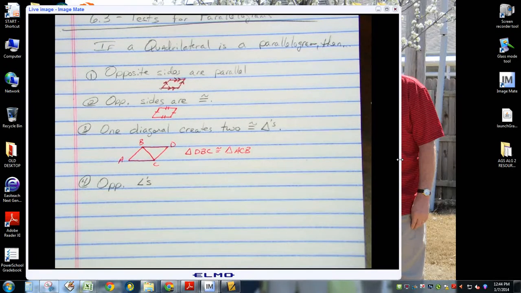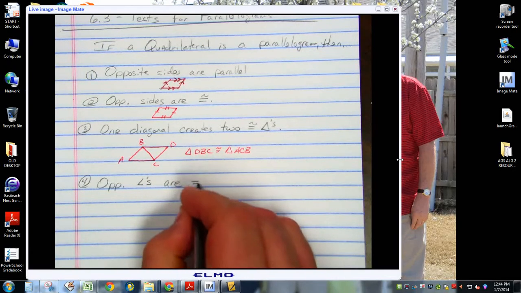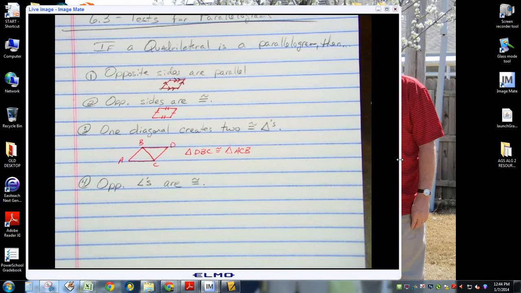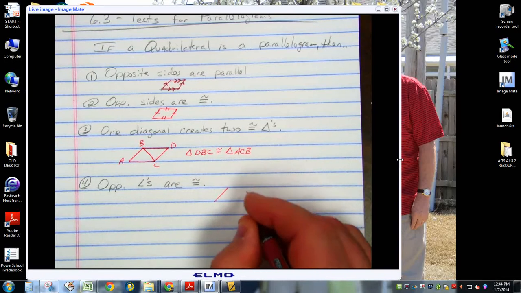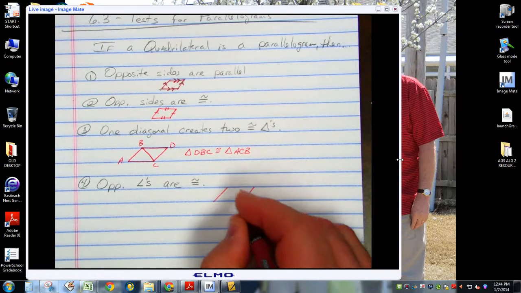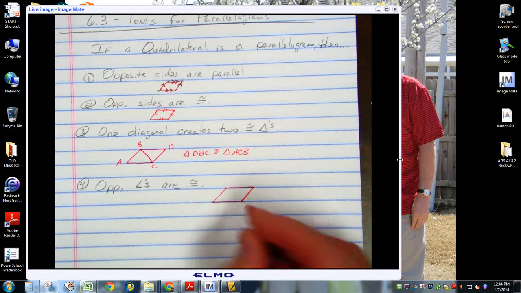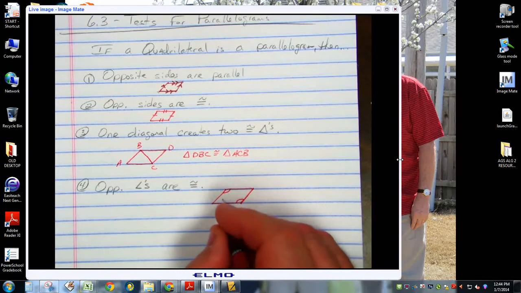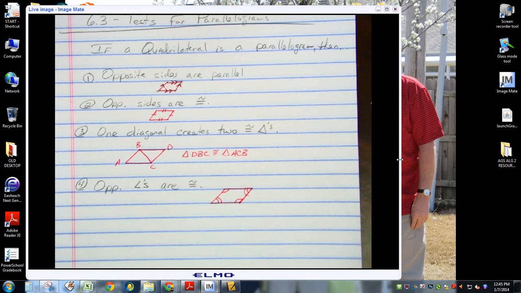What does that mean? If I was to draw a picture of that, this angle would be congruent to this one, would it not? This angle is congruent to that one. You guys remember that?